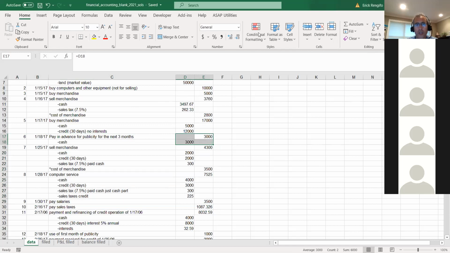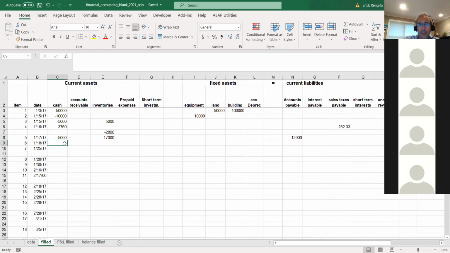Okay, so let's do this. Here is a pay in advance for publicity for the next 3 months, in cash. This implies that I have paid in cash, so it's a $3,000 decrease in cash. And this is something called prepaid expenses, guys. So this is an asset. You haven't used it, so that's why it's not an expense. It's basically like having a bank account. You have paid $3,000, but they haven't provided you with the services. So that's why it's an asset.